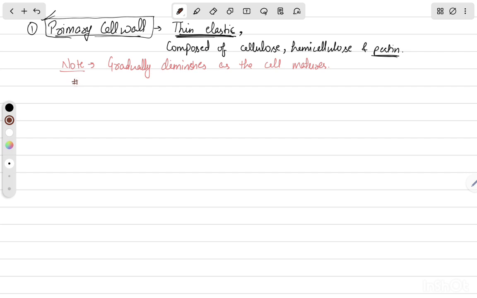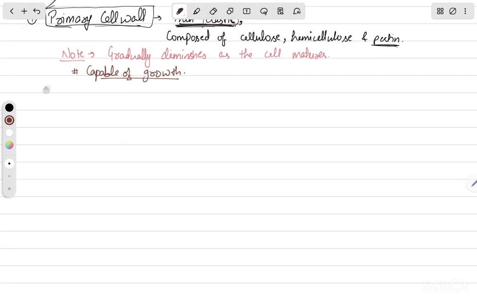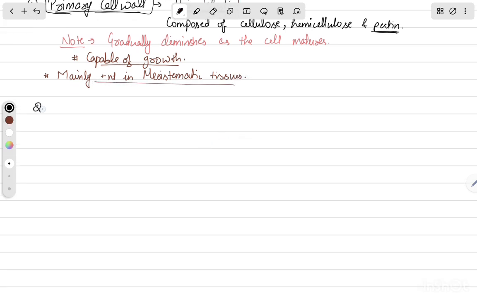That is why we say that primary cell wall is capable of growth. Means this is elastic, thin, it can grow, it can expand, it can perform major functions like cell division. So there is one more important point, mainly present in meristematic tissues. In meristematic tissue, secondary cell wall is completely absent. Secondary cell wall is not present in meristematic tissue.